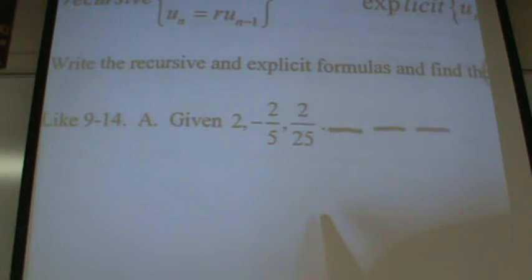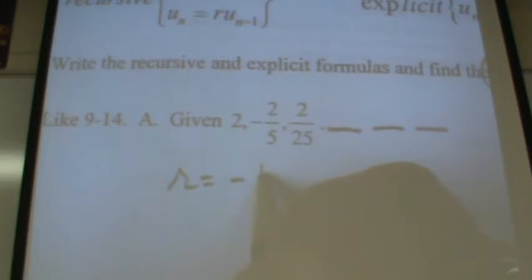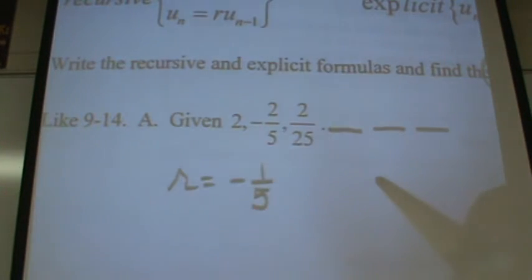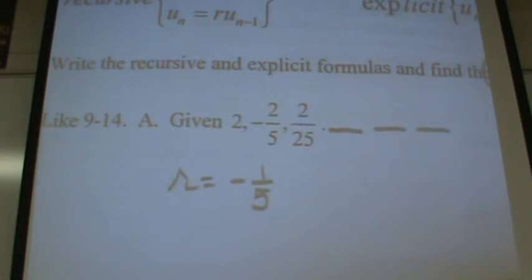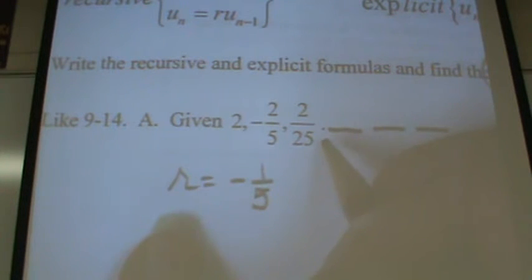How did they go from 2 to negative 2/5? You guys are good, negative 1/5. Does anyone not know how they did that? You take the second term and divide it by the first. And let's double check. What's negative 2/5 times negative 1/5? 2/25. Good, it worked.